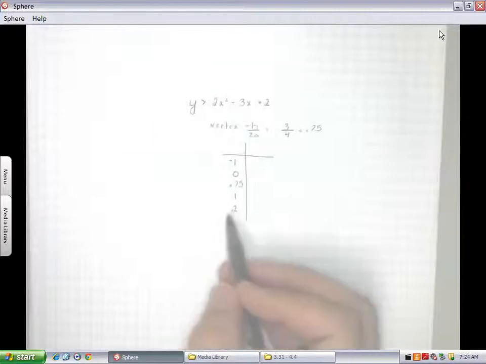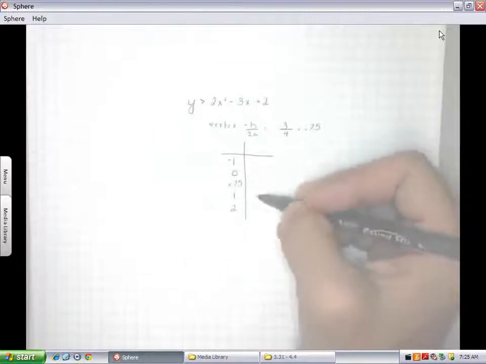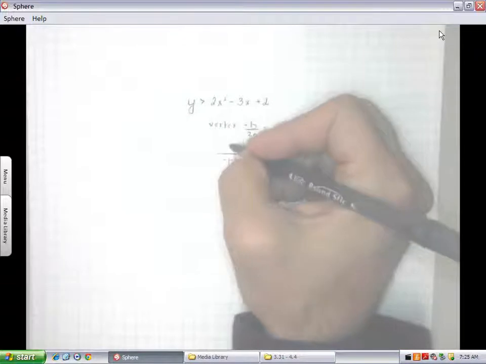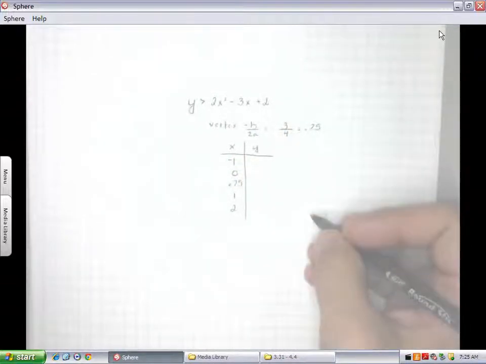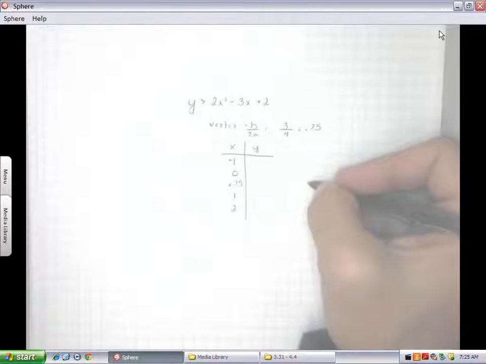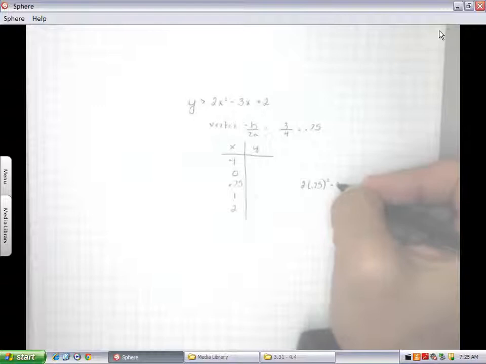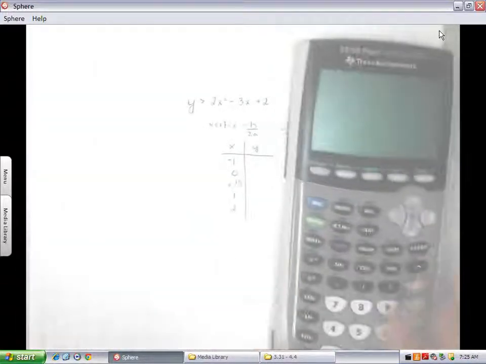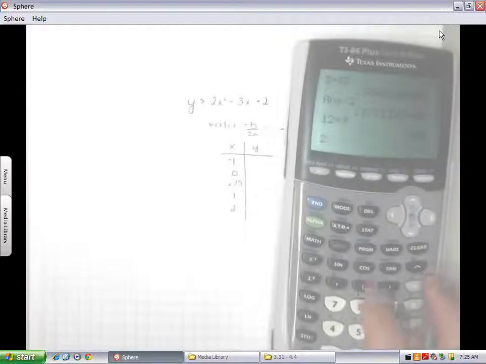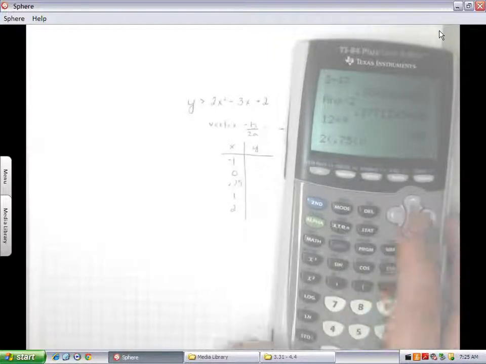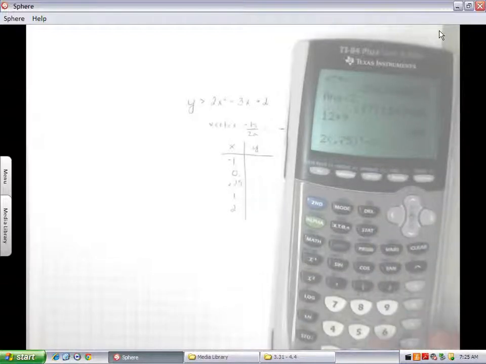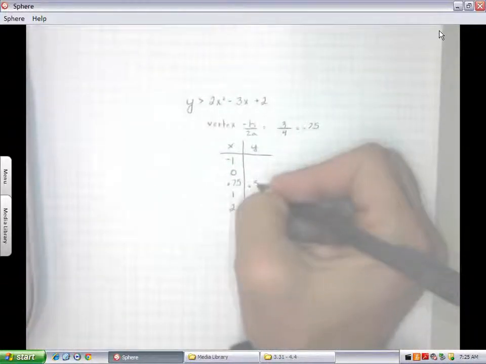So what does that mean? That means the values for my y's may not be identical. So I'm going to have to do a little bit more substituting here, which is okay. So I'll start with my vertex. So 2 times 0.75 squared minus 3 times 0.75 plus 2. I'm going to use my calculator for this. 2 times 0.75 squared minus 3 times 0.75 plus 2. I'll get 0.875. We'll round that to 0.88.